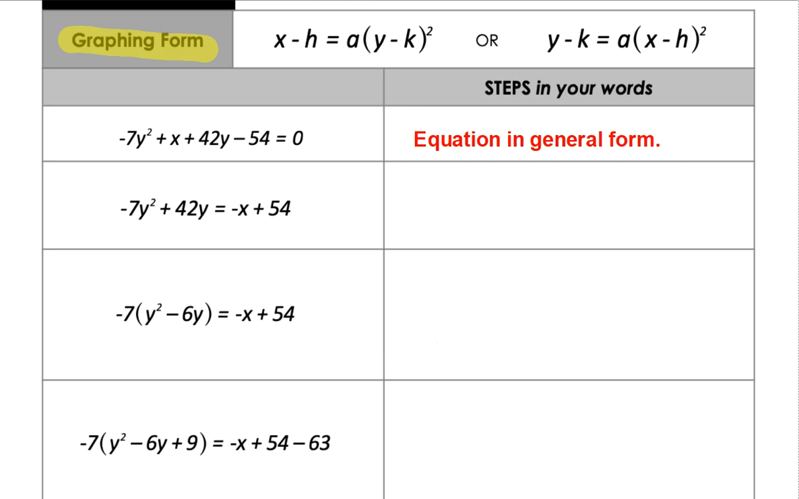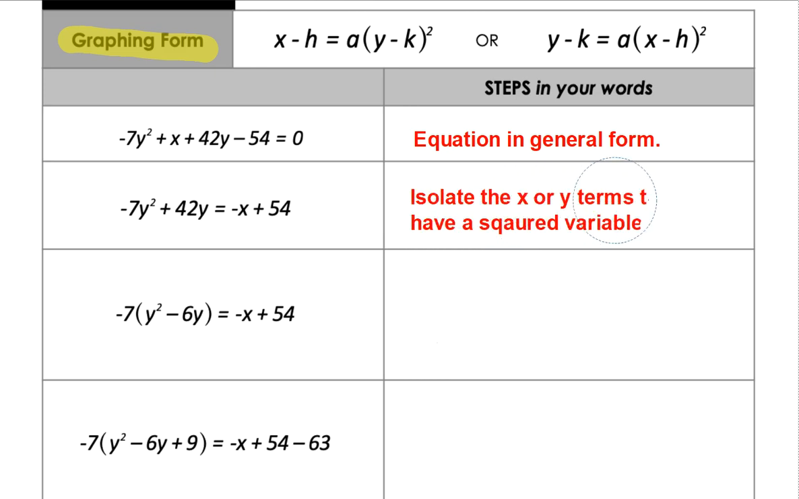Now, when you look at this one, it's a little different with the parabola equation. In this one, rather than isolating the constant like we have, in the parabola, we want to isolate the x and y terms that have a squared variable. So we want to get that y squared in this case alone. If you had an x squared, you'd want to get that alone. But we're trying to get it by itself over there with its like terms.